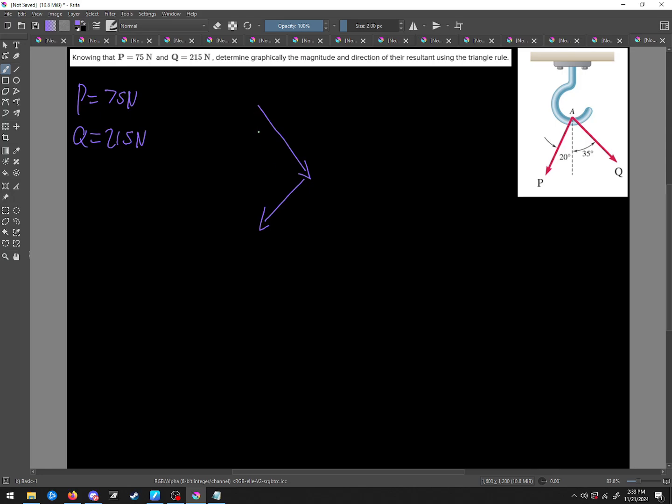And these are both from the vertical axis here. So P, we know this angle immediately, is 20 degrees, and this angle here is 35 degrees. We know that this is the vertical axis. This is 180. So this inner angle here, angle R is going to equal 180 minus 20 minus 35. And this also gives us the resultant vector.